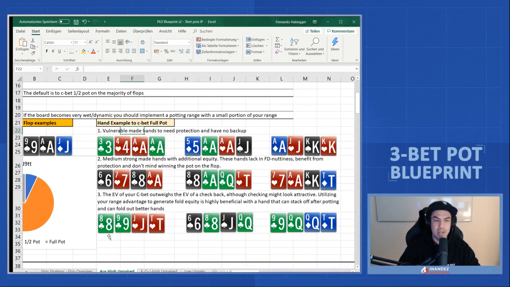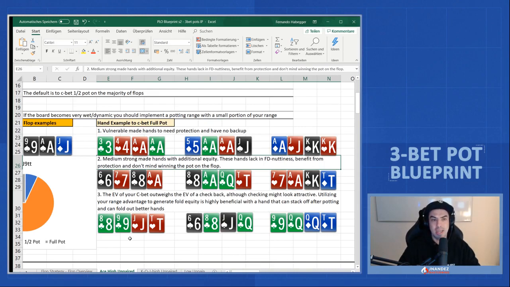The second type of hands that are going to bet full pot are medium strong hands, made hands with additional equity. These hands lack in flush draw nuttiness and benefit from protection and don't mind winning the pot outright on the flop or getting all the money in. On the flop, hands like Ace 8, 7, 6. So here we have a top pair, a weak flush draw, and a weak straight draw. We don't necessarily want to build a pot slowly and play turns and rivers with a hand that has such a low nuttiness potential. Or Ace Queen 10, 8, so holding top pair and a wrap.